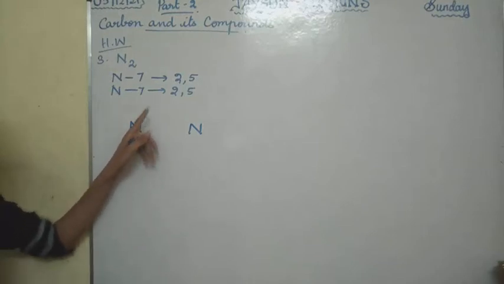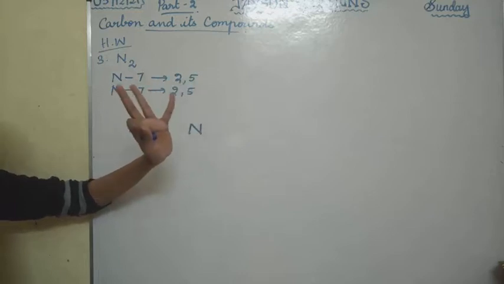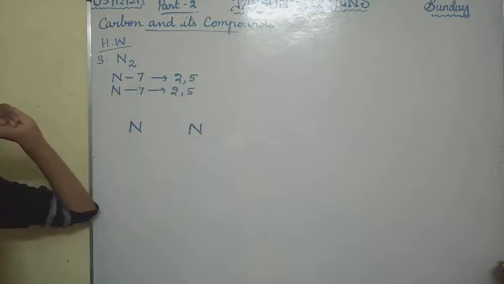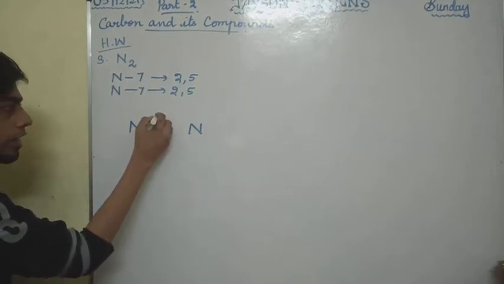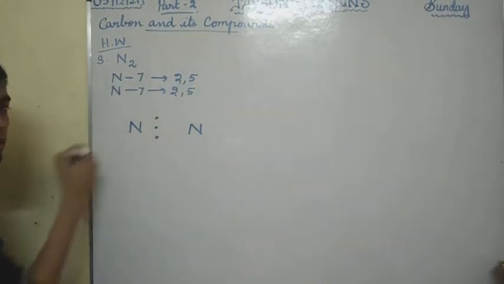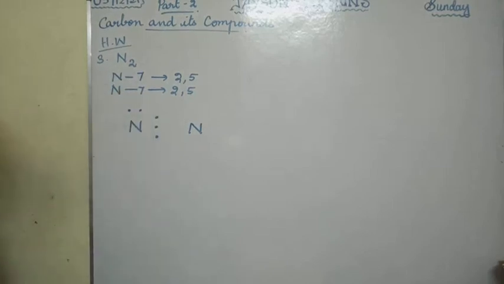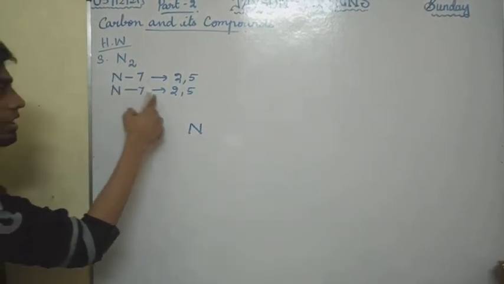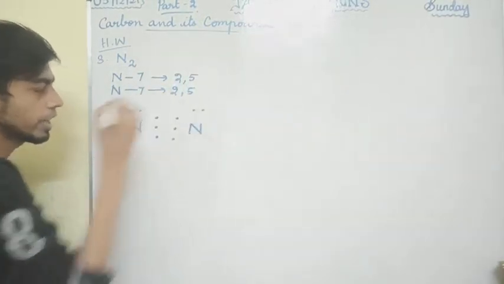How many electrons does it need to become stable? It needs 3 electrons to become stable. So it will share 3 electrons. Out of that 5, the 3 electrons I am drawing in the middle and 2 electrons I am drawing this side. For this nitrogen also 1, 2, 3, 4, 5.